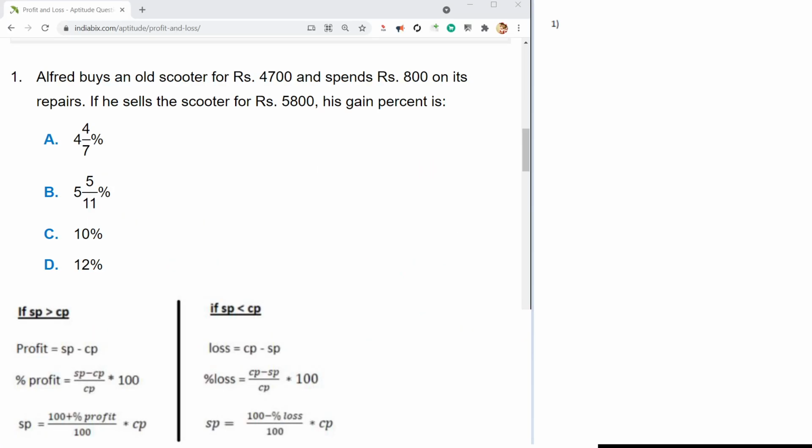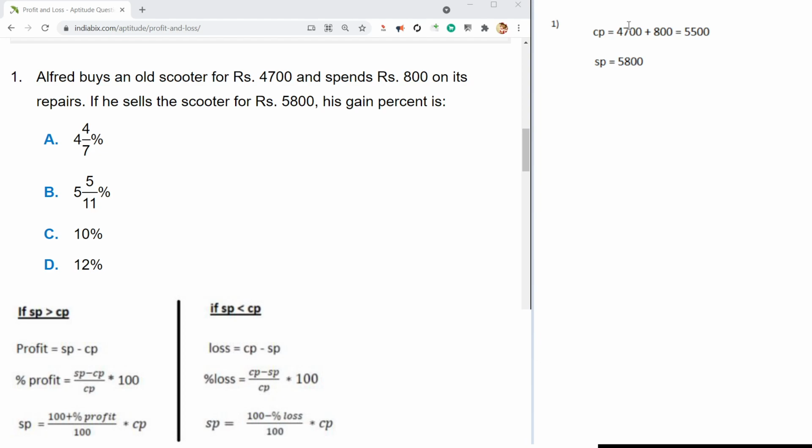Let's see the first problem. Alfred buys an old scooter for 4,700 and spends 800 on its repair. If he sells the scooter for 5,800, his gain percentage. He buys a scooter for 4,700 and repairs is 800. So total cost price is 4,700 plus 800, which equals 5,500. He sells the scooter for 5,800. So SP, the selling price, equals 5,800.